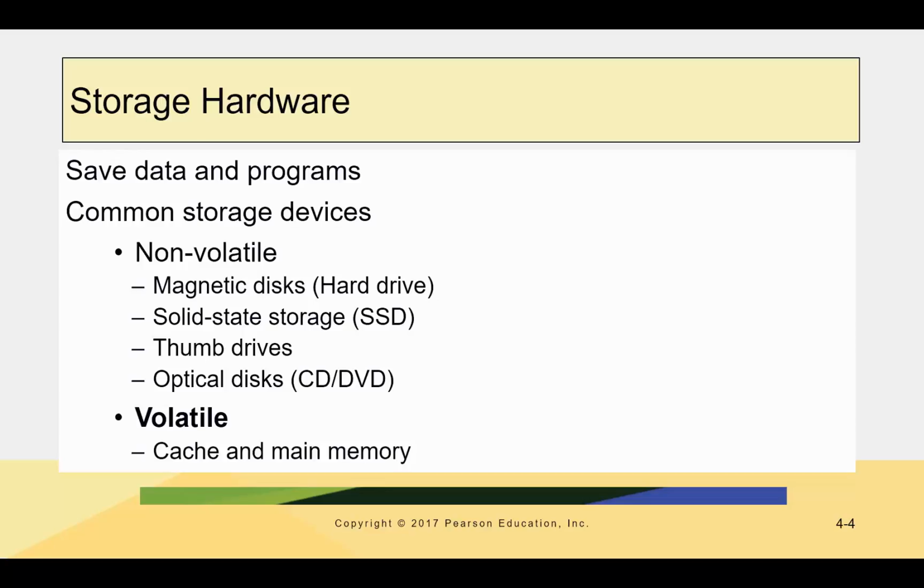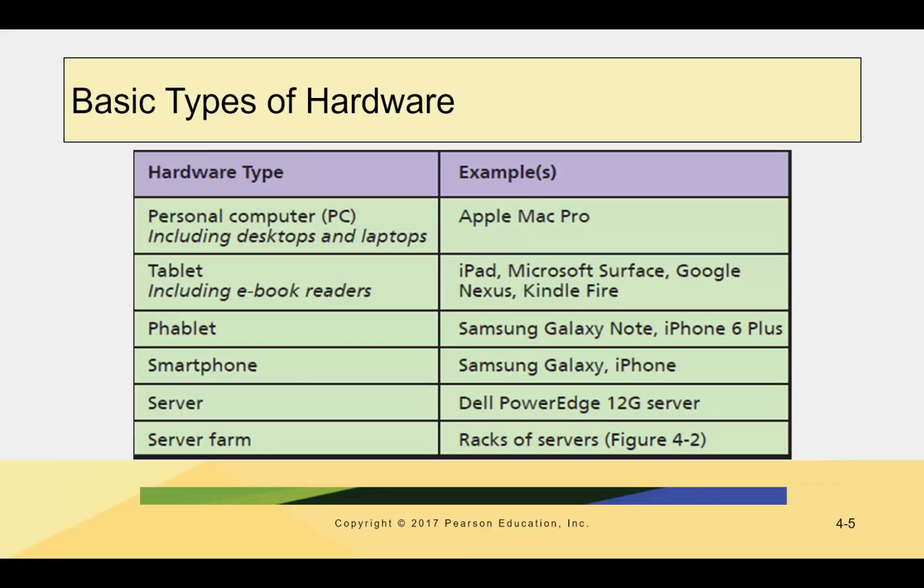You have non-volatile storage and you have volatile storage. Volatile would be when you're typing something and you haven't saved it and your power goes off, then it's gone. That's volatile. Otherwise, non-volatile, you can save it to your hard disk drive or your thumb drive or your optical disk or something else, and that will keep it. And if you've ever lost data, you probably wish you had saved it before you turned your power off, or you had a power failure or something like that.